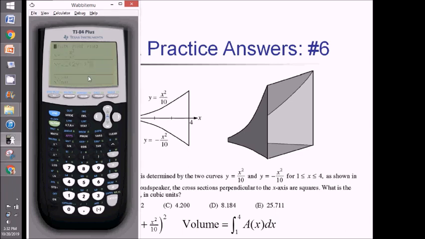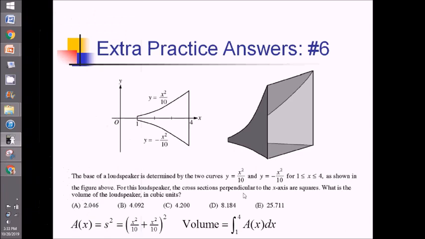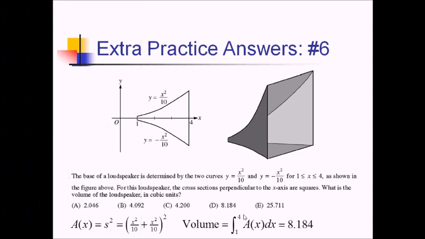And then quitting out of there, I'll do my integral, so math 9. We're going from 1 to 4. So from 1 to 4 of alpha trace y2, where I entered my area function, dx. And that comes out to 8.184 exactly. Didn't even have to round off here. So that's going to be choice D.